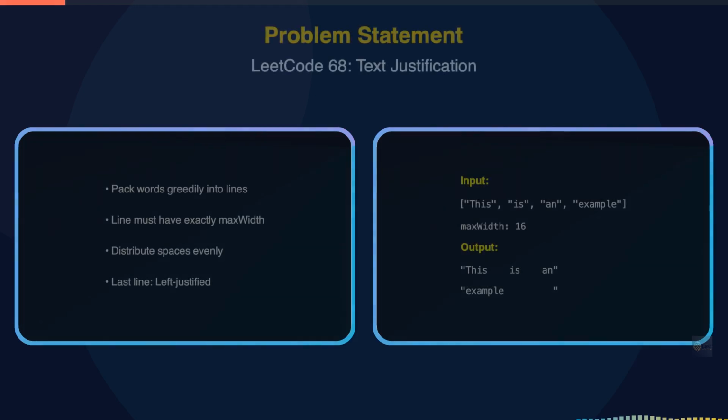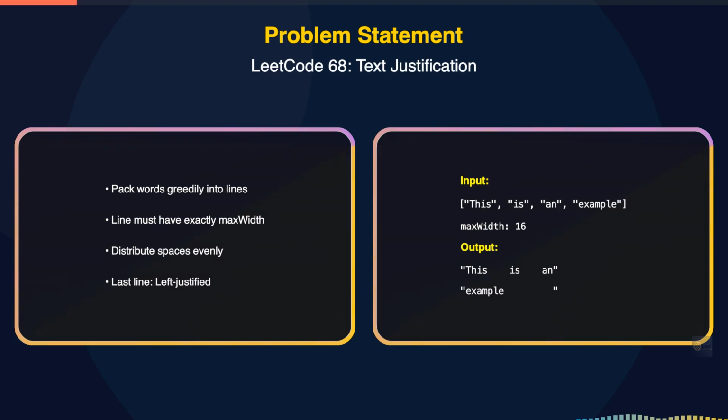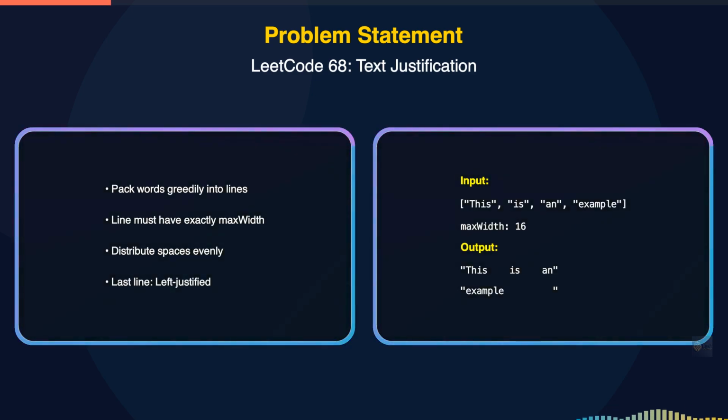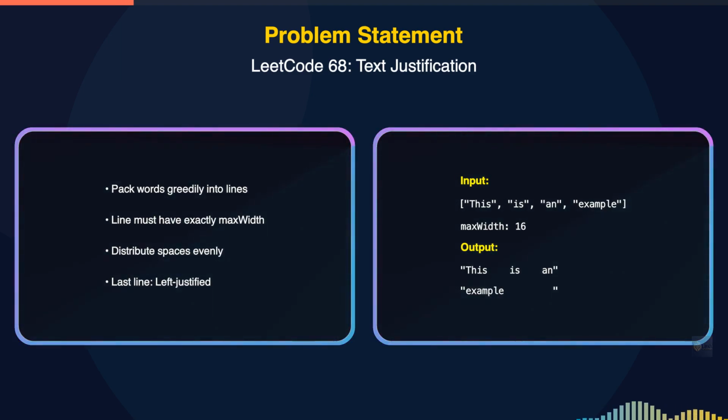We have a list of words and a maximum width. Our goal is to pack these words into lines as tightly as possible, while keeping each line exactly at the target width. The rules are simple: we pack as many words as we can, then we justify the line by spreading extra spaces evenly between words. If the spaces cannot be divided perfectly, the leftmost slots get the extras. But beware, the very last line is special, it is only left justified with single spaces.